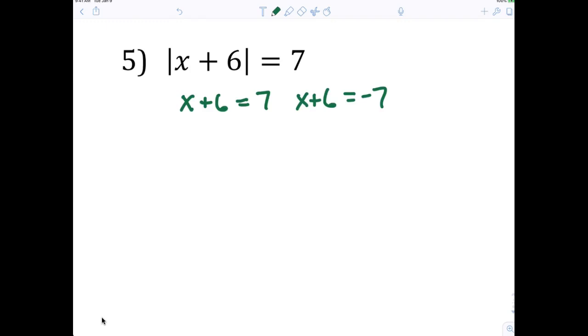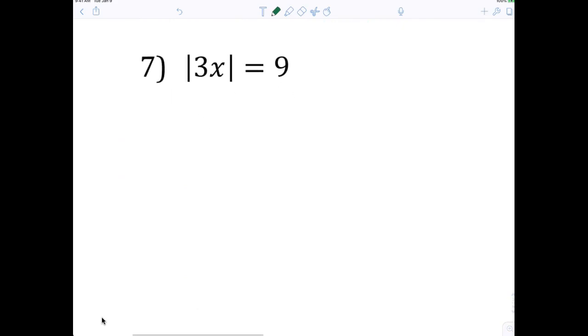All right. So now, doing our math, we can say x is equal to 1, or x is equal to -13. All right, now's the time to speak up. That's easy, right? All right, I'm agreeing. Let's go to 7. All right, Mr. Valenti, tell me what to write.